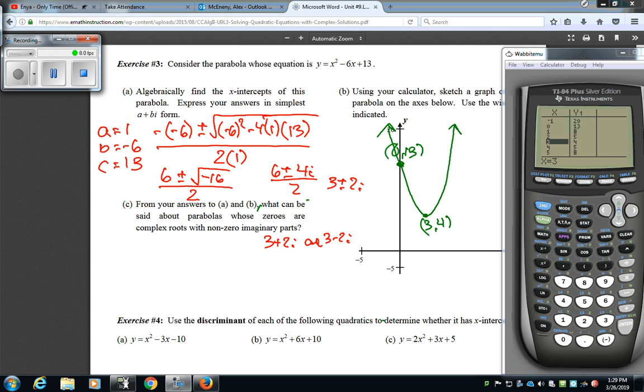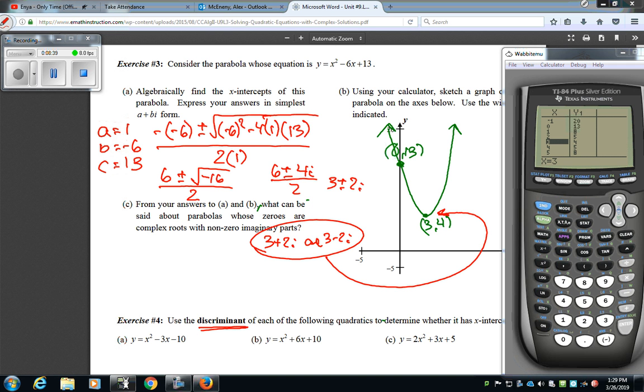So as far as part C goes, for your answers for A and B, what can be said about the parabolas whose zeros are complex roots? Well, you notice that the first number itself, that 3, is the x value. And if we were to take that 2i and square it, we'd end up with that y value. So that's going to be our relationship with these two roots and how it's related to that vertex point.